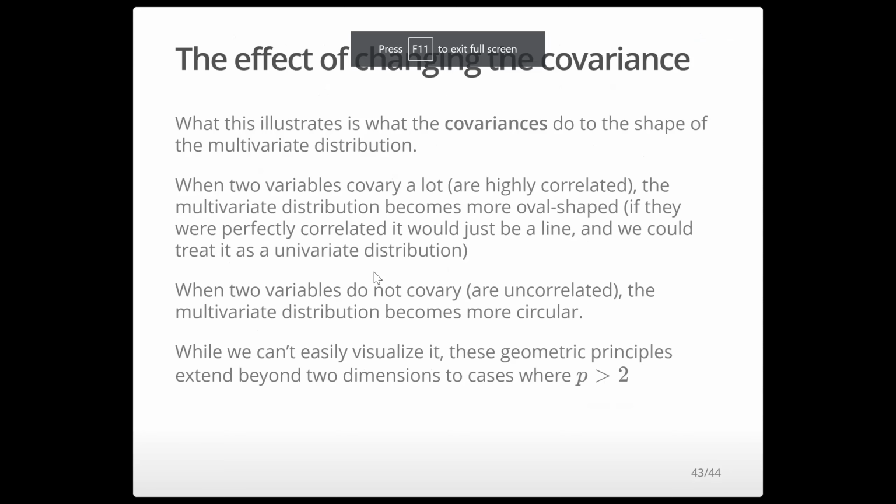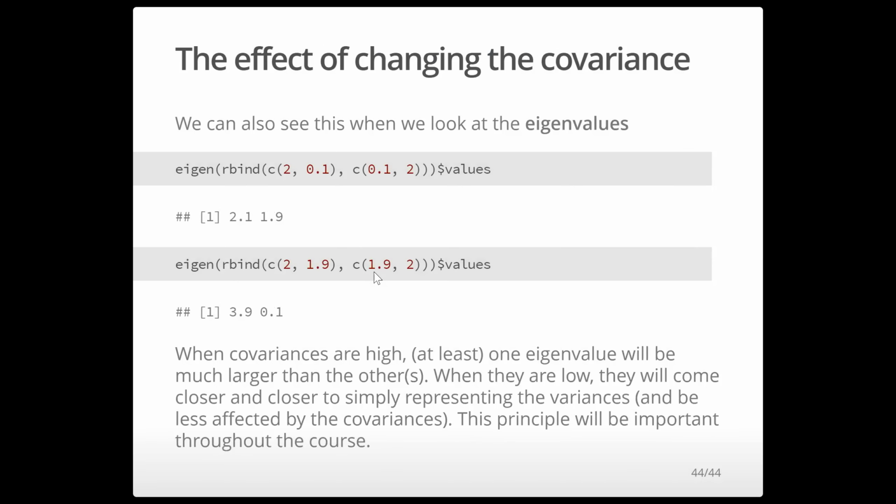And so, while we can't easily visualize it, these principles extend beyond more than two variables, of course. It's just we can only really visualize the bivariate density. And we could also see this when looking at the eigenvalues. So here we look at the eigenvalues of the matrix that had very low covariance and then very high covariance. And what we see is that when covariances are high, at least one eigenvalue is going to be much larger than the other ones. And when they're low, the eigenvalues are going to come closer and closer together, and they would be equal and just be represented by the variances if the variables were completely uncorrelated.